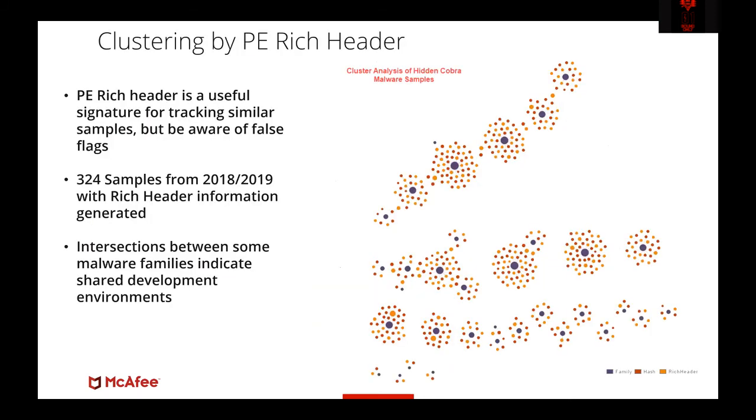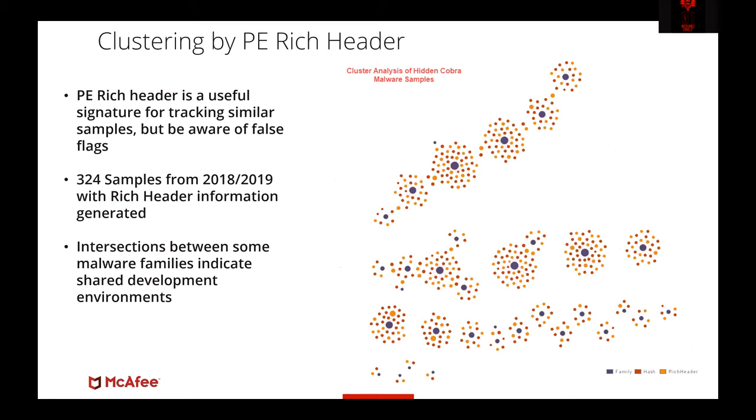So moving on a little bit here, we also did a clustering by PE rich header. We found that the PE rich header, to some degree, is useful for tracking samples, but obviously be aware of false flags. We took 324 samples from 2018 and 2019, extracted the rich header information from them, then essentially correlated these amongst each other to determine different intersects of where malware shared different development theories or development environments.